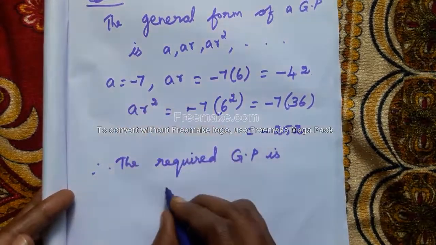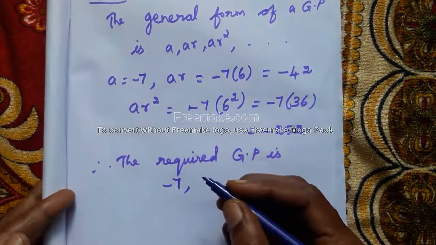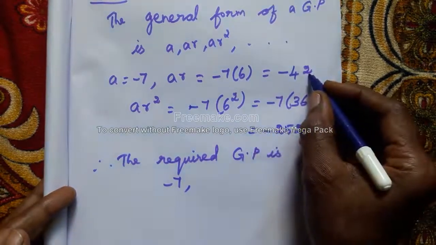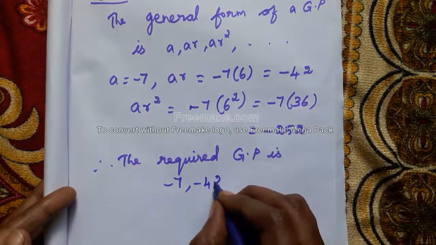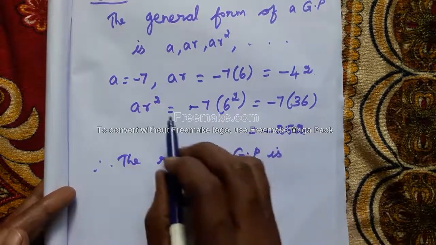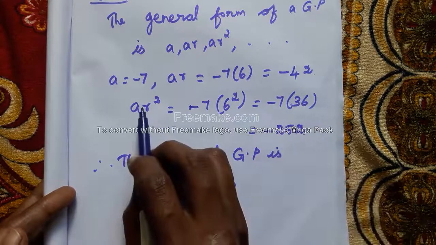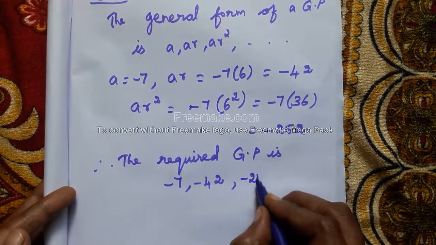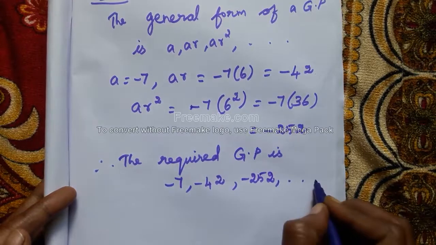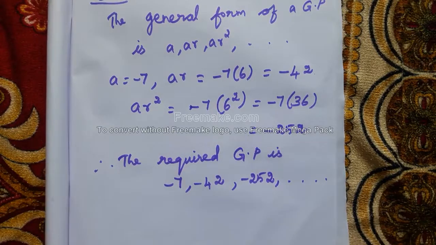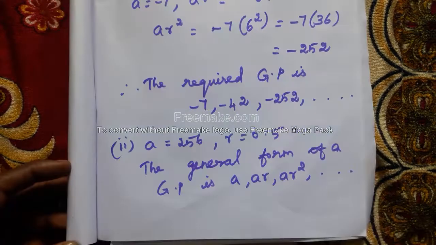A is equal to minus 7. Next, AR. AR is minus 42. Next, AR square. What is AR square? Minus 252, etc. Clear, students? Any doubt? Okay. Then we can go for the second problem.